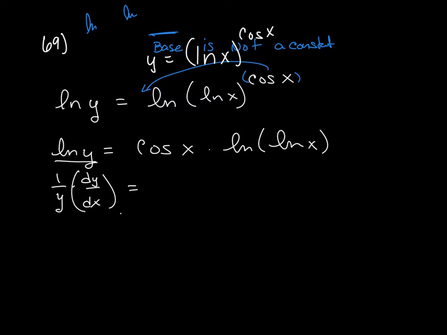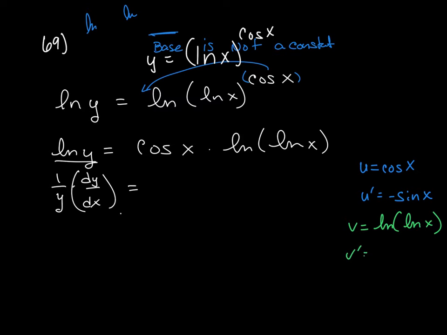So I'm just going to write it out just to make sure. I know that u is equal to the cosine of x. U prime is just going to be minus the sine of x. And then for v, v is equal to the ln of x.